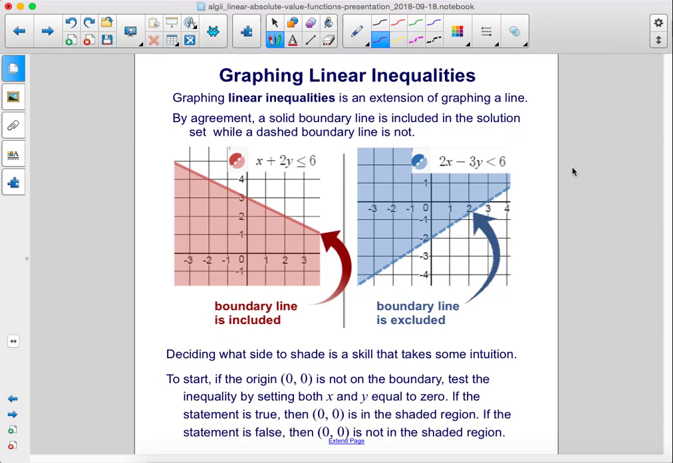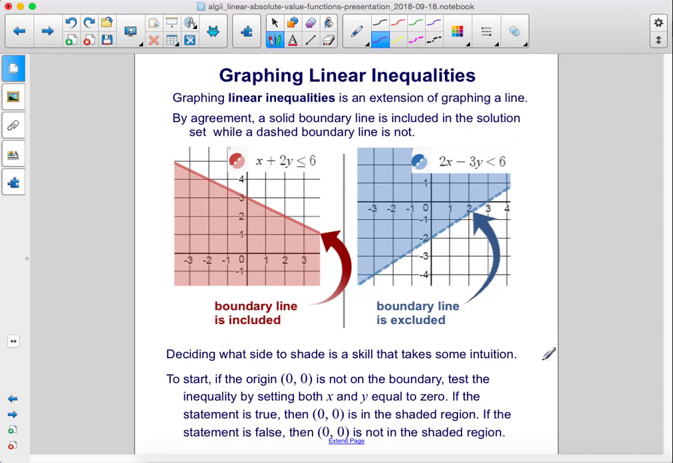Graphing linear inequalities is an extension of graphing a line. By agreement, a solid boundary line is included in the solution set, while a dashed boundary line is not. So here we have an equal sign, so less than or equal to, so we have a solid line. And here we have less than without the equal to, so this is a dashed line.